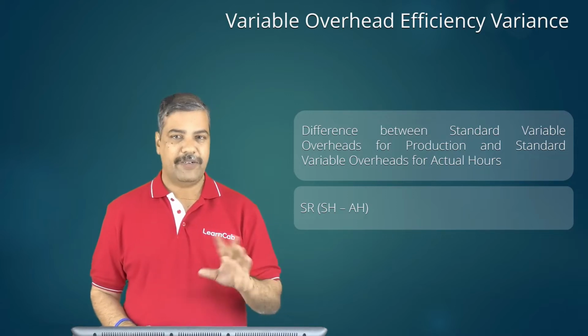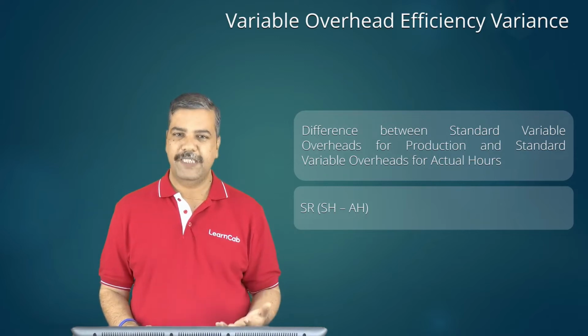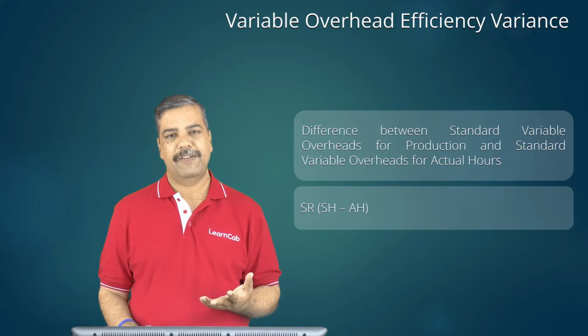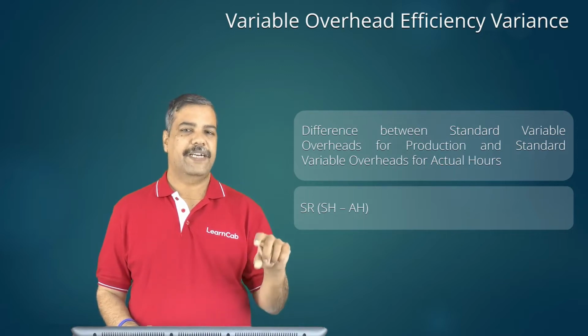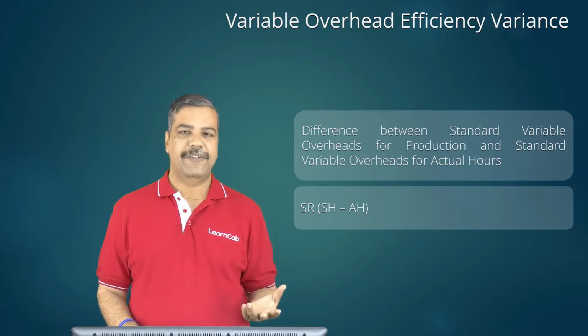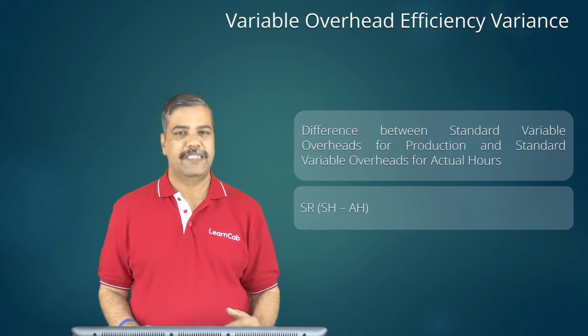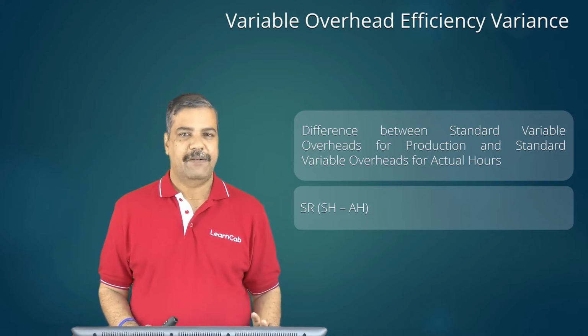There will only be direct questions, no need to calculate too much in this. You only apply the formula, analyze what is favorable and unfavorable, and there will be one sentence at the bottom to interpret that variance. If you can do it, it's a fully scoreable subject. You can easily score marks in this particular topic.